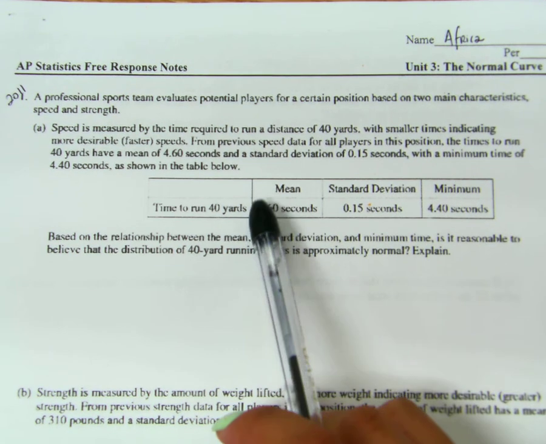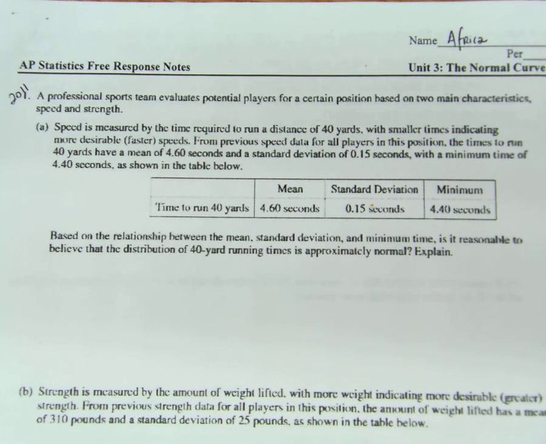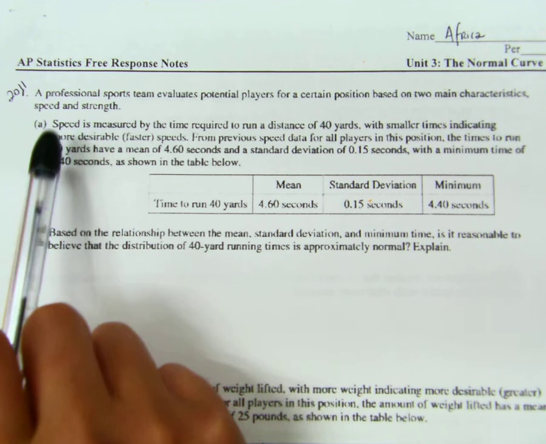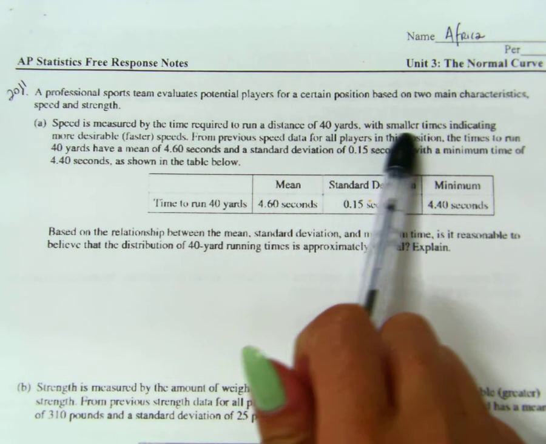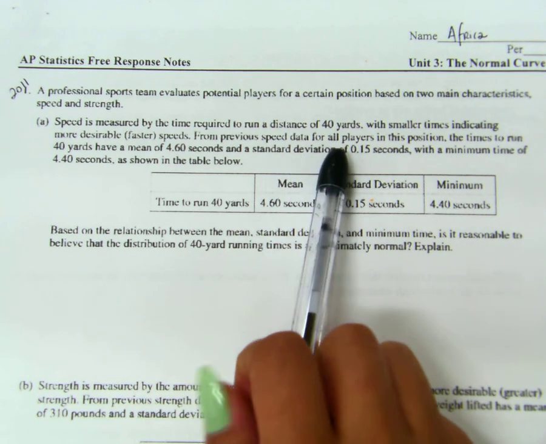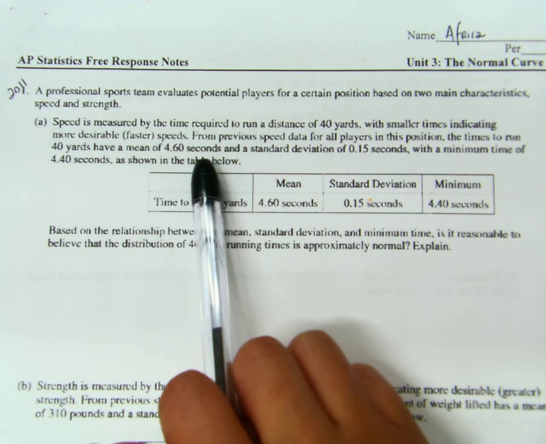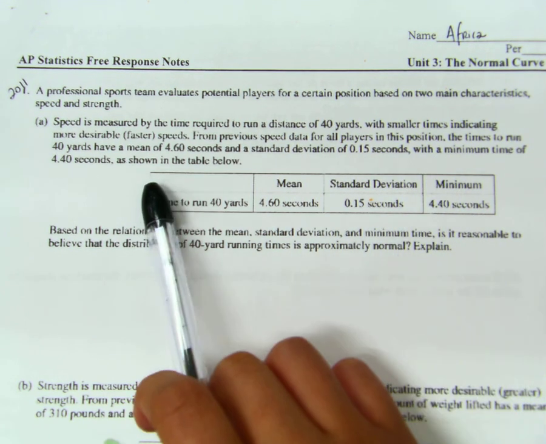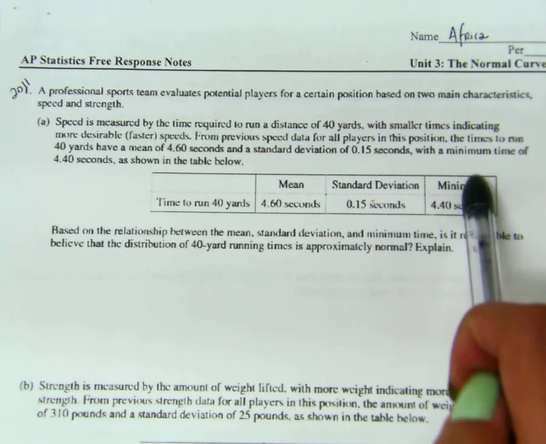Okay, so just reading the initial information. A professional sports team evaluates potential players for a certain position based on 2 main characteristics, speed and strength. Speed is measured by the time required to run a distance of 40 yards, with smaller times indicating more desirable, faster speeds. From previous speed data for all players in this position, the times to run 40 yards have a mean of 4.6 seconds and a standard deviation of 0.15 seconds with a minimum time of 4.4 seconds as shown in the table below. Okay, so here's our mean, standard deviation, and our minimum.